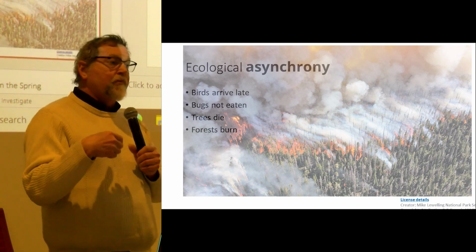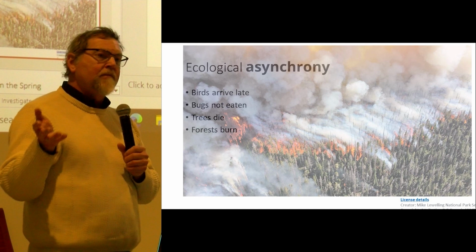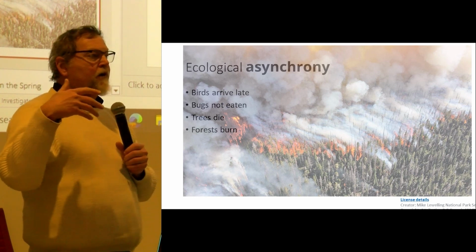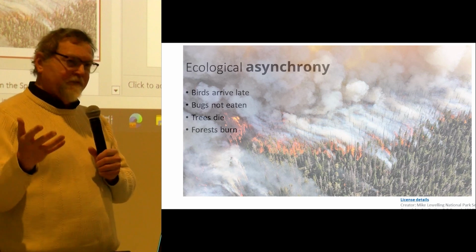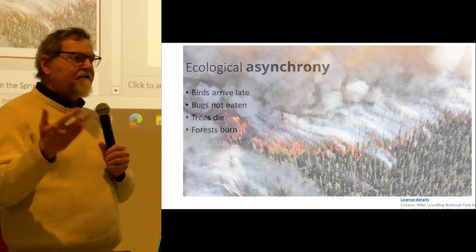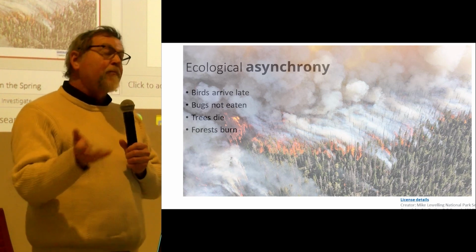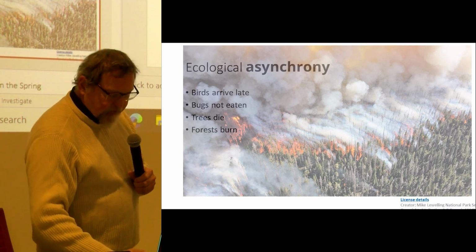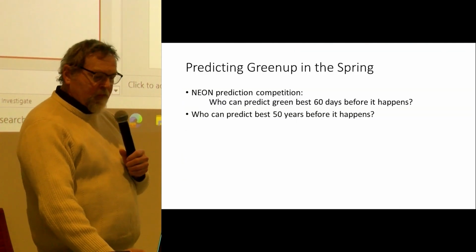So things like the birds don't return in time to eat all the insects that are in the forest, and therefore the insects run amok for an extra month or so and eat the leaves and reproduce and do nasty things, and then the trees die. And then the birds come and there's nothing to eat. And yeah, so nasty things happen if you don't know. So we'd like to be able to predict when things happen.